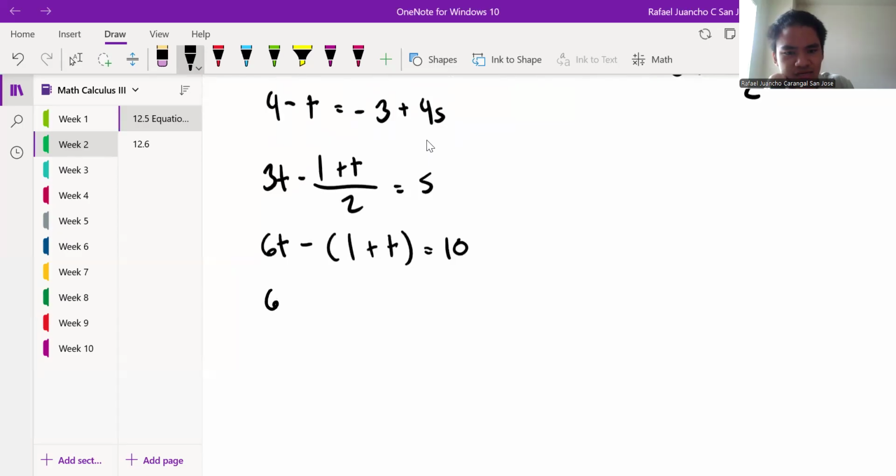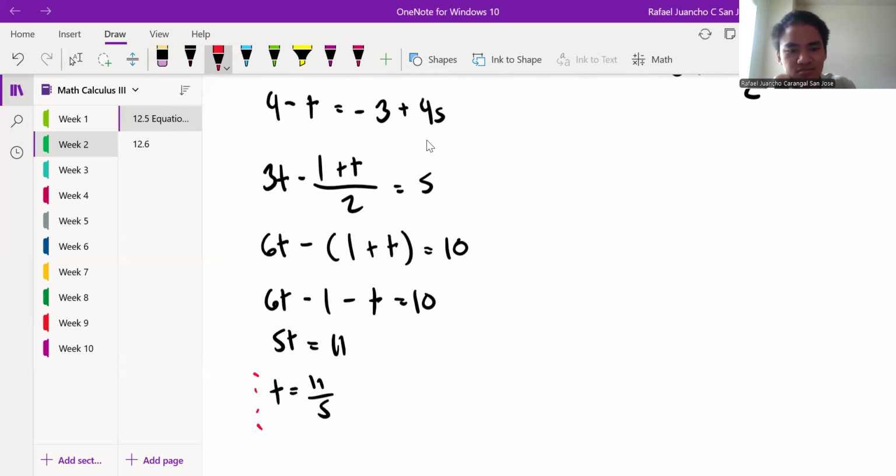And then we have 6t minus 1 minus t is 10. We have 6t minus t, which is 5t. We have 10 plus 1, so we have 11. So t is just 11 over 5. So we got that solution there.